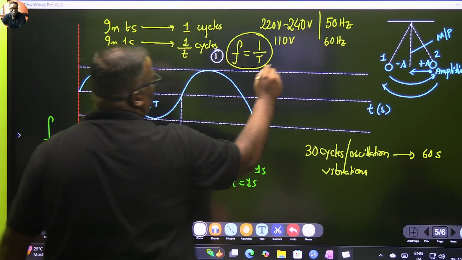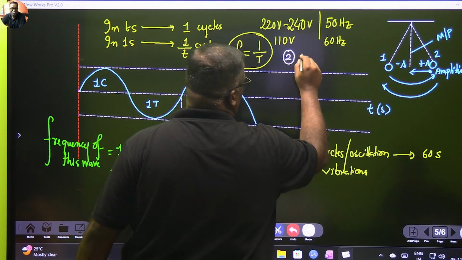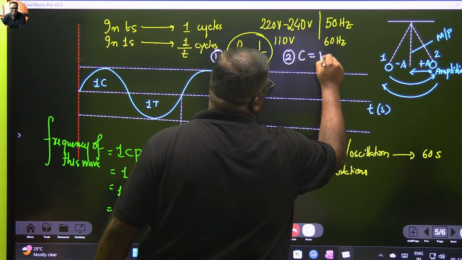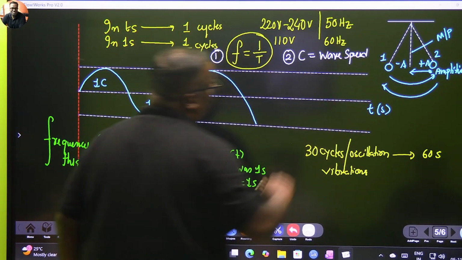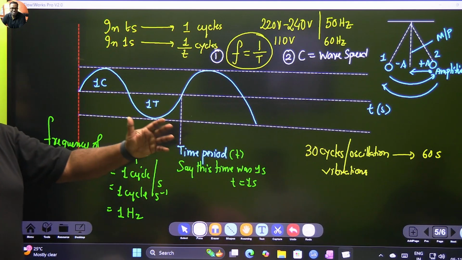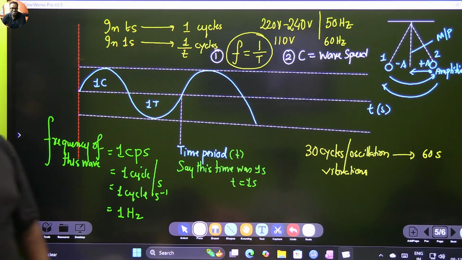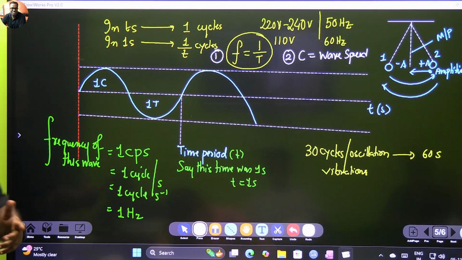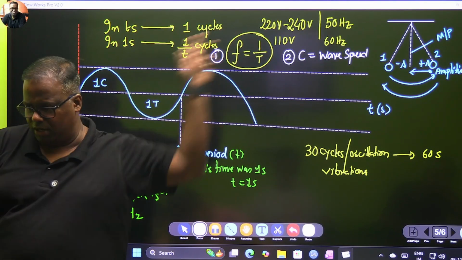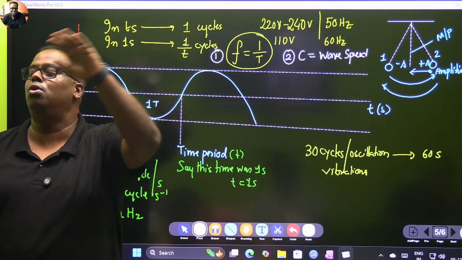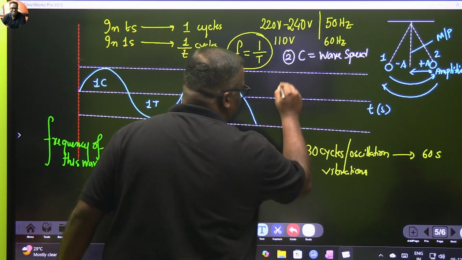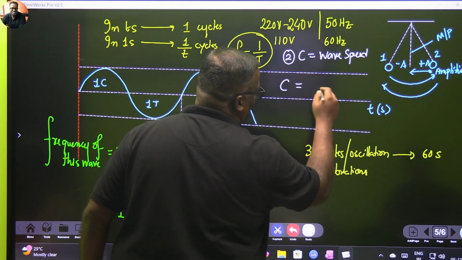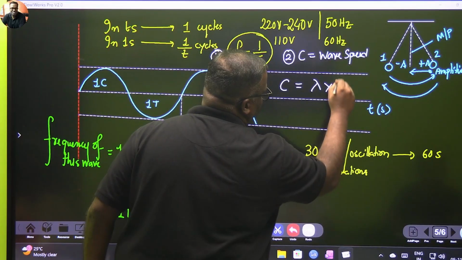Please use it. The second is we use something called C, which is the wave speed. The wave is going at a speed of C meters per second. Have you understood? Fast wave है, fast Mexican wave है, तो आपको देखिए क्या जा रहा है, fast wave. Slow wave. Oh, that's a slow wave. So C is given by the product of lambda into frequency.